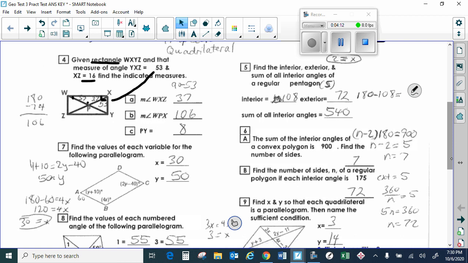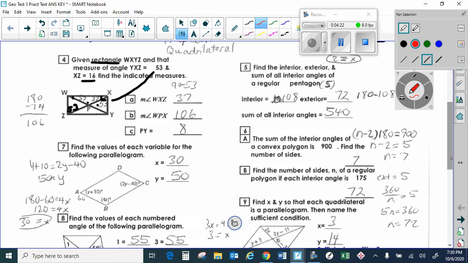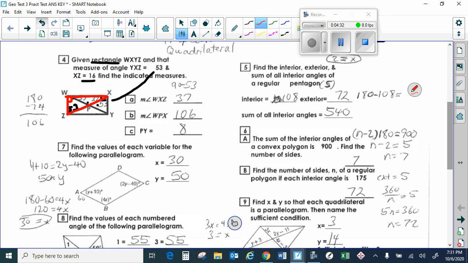So what do we have here? We have this is 53 here, so that makes this 53 over here for alternate interior angles. Well, then I can look at this triangle right there, which then don't forget, we know it's 90. Okay, there's our 53 and 37 for that one. So we have that. Let's get rid of that.